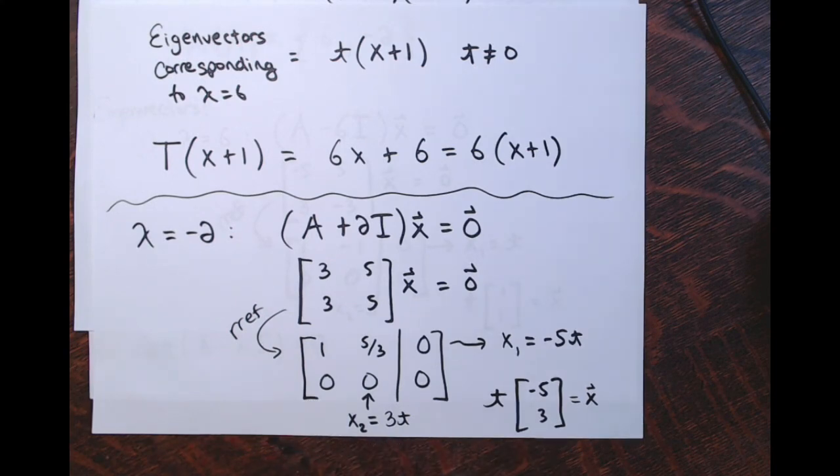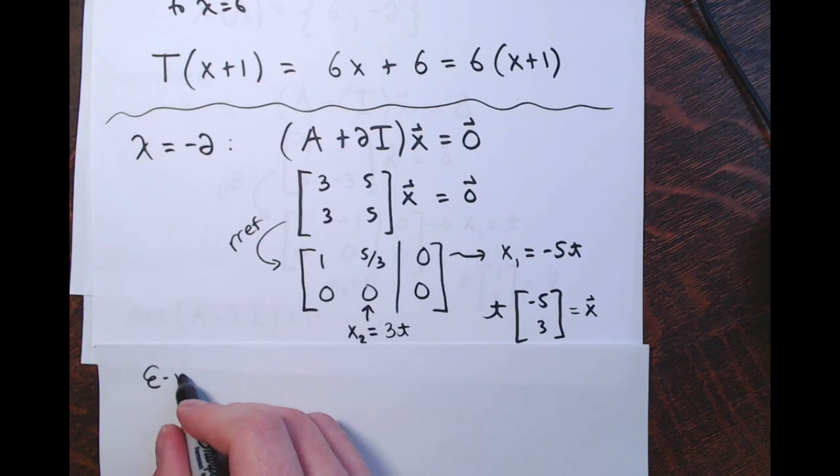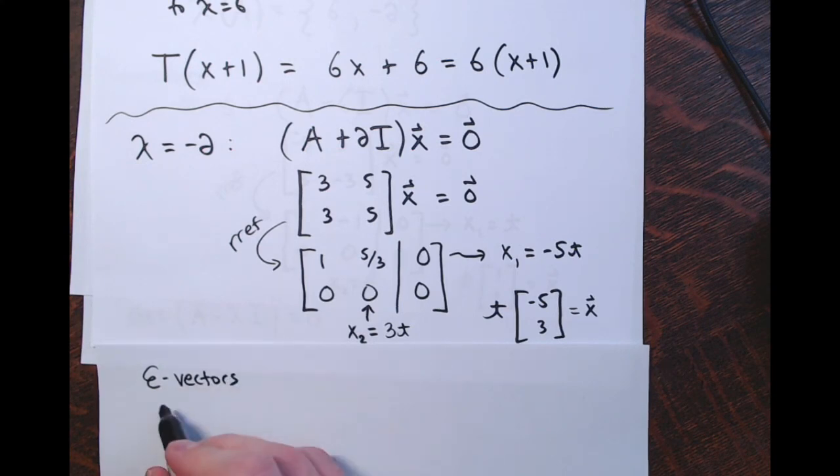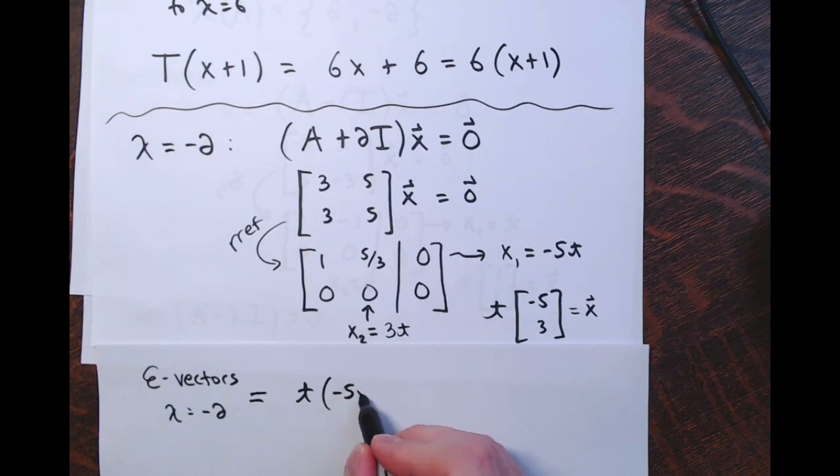But again, my eigenvectors here should be polynomials. This is a transformation between polynomials. So translating this back, that'd be -5 times x plus 3 times 1, in the order that I had the standard basis vectors of x and 1. So the eigenvectors corresponding to lambda equals -2 here are any multiple of -5x plus 3, where again t is not 0.